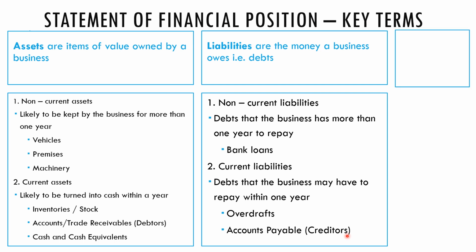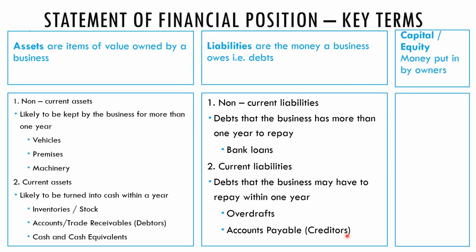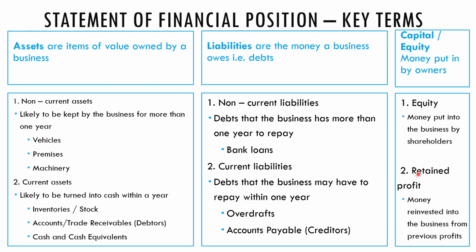The final term we will see is capital or equity, and that is money put in by the owners or the shareholders' worth. So there's two categories here, two key terms we need to be aware of. First one is equity, that is money put into the business by shareholders, sometimes called share capital. And the second one is retained profit, and that is money that has been reinvested from previous profits the business has made. So we have a lot of key terms here to understand the statement of financial position, and these are quite technical terms. So it's worth making sure you have all these down accurately and you've spent a little bit of time just looking through them before we continue with this video.